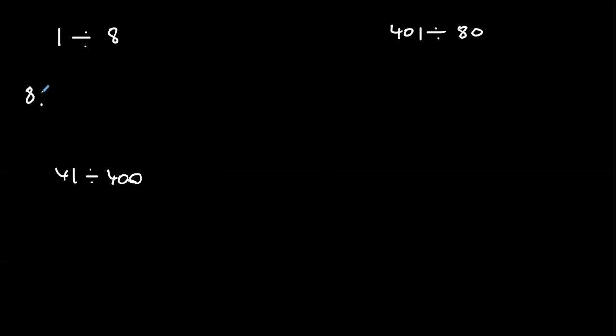So for the first example, we see that 8 doesn't go into 1, so we add our first 0, and then we add a point at the top. 8 goes into 10 once with a remainder of 2. 8 goes into 20 twice with a remainder of 4. And then 8 goes into 40 5 times with no remainder. So the answer is 0.125.